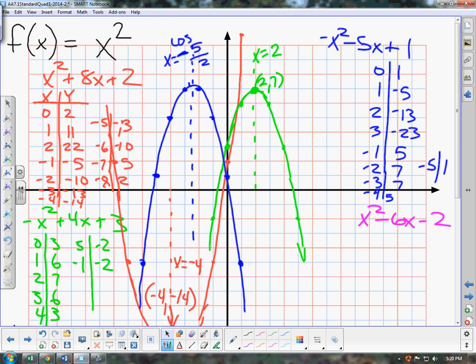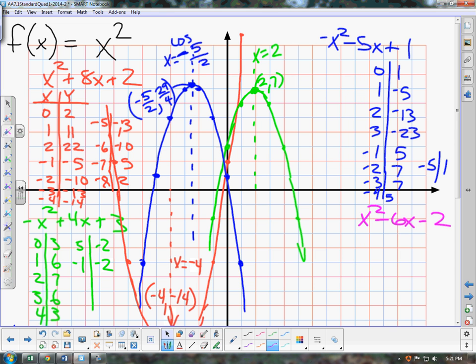Now then, to find the vertex, it would be at 7 1/4. So that vertex is (negative 5 halves, positive 7 1/4), which would be 29 over 4, because 7 times 4 is 28, plus 1 is 29.